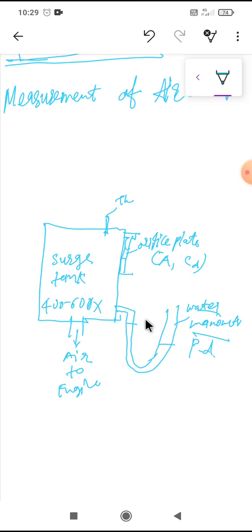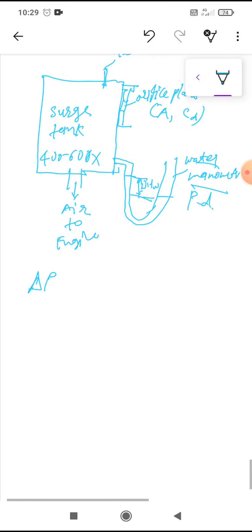So let delta HW, what is delta HW? This is the difference in height, called delta H, and W is for water. So that is delta HW, the pressure difference in centimeter of water, and delta H air, the corresponding pressure difference in centimeter of air. So based on unit area of the manometer head, what will be the pressure? As we know, the formula for pressure is rho g h.